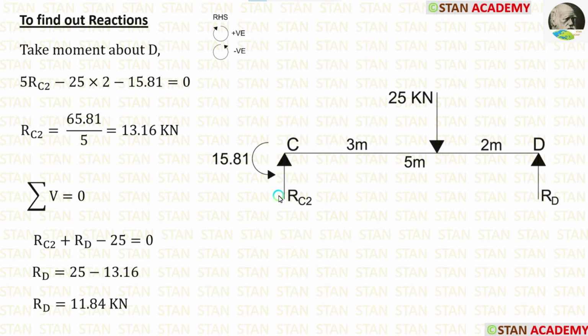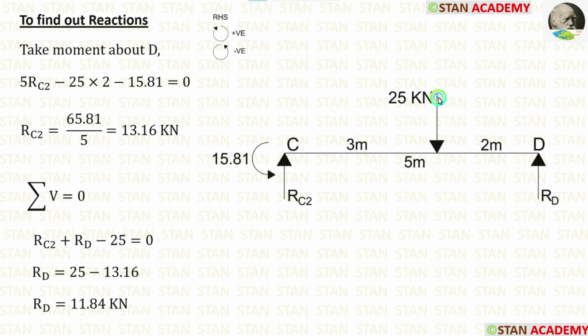In this span, first I am going to calculate RC2. For that, I am going to take moment about D. RC2 is acting towards the point D in the clockwise direction, so it will be positive, and the distance is 5 meter, so 5 RC2.